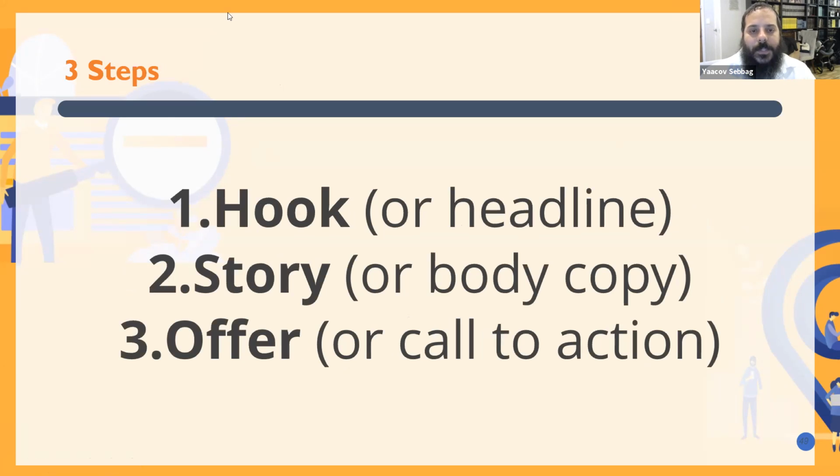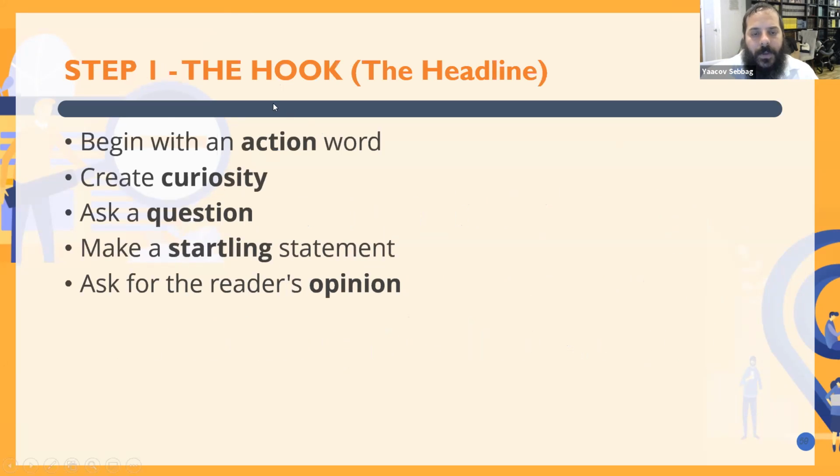So here's three steps that you want to think about when you're writing a proposal or a listing. The hook, the story, and the offer. Let's go through each one of those. If at any point you have any questions, please let me know. The hook. So in your headline, you want to begin with some kind of action word, create curiosity, ask a question, make a startling statement, ask for the reader's opinion, right? Anything that gets the person in, the more controversial it is, the better chance you have getting someone in.